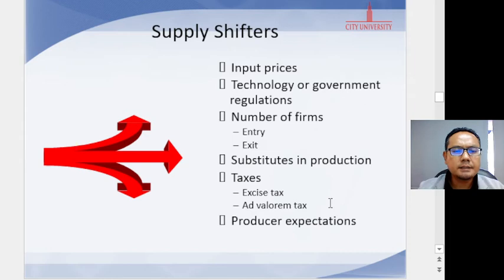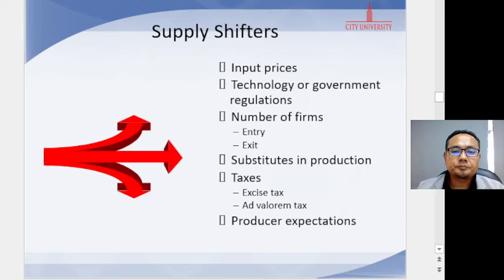The second one is technology or government regulation. Changes in technology and changes in government regulation can also affect the position of the supply curve. Changes that make it possible to produce a given output at a lower cost, such as mass production, shift supply to the right. Conversely, a natural disaster that destroys existing technology, or government regulations such as emission standards that have an adverse effect on business, shift the supply curve to the left.